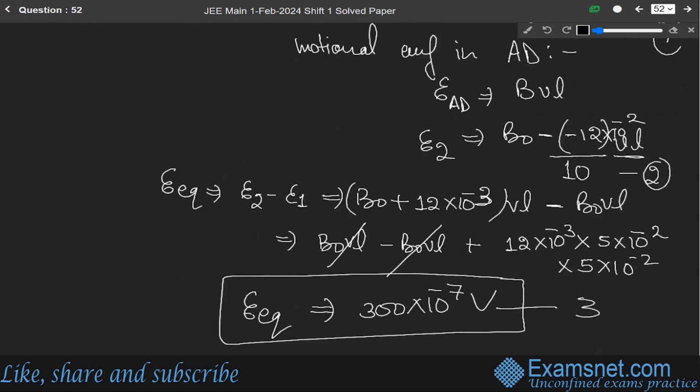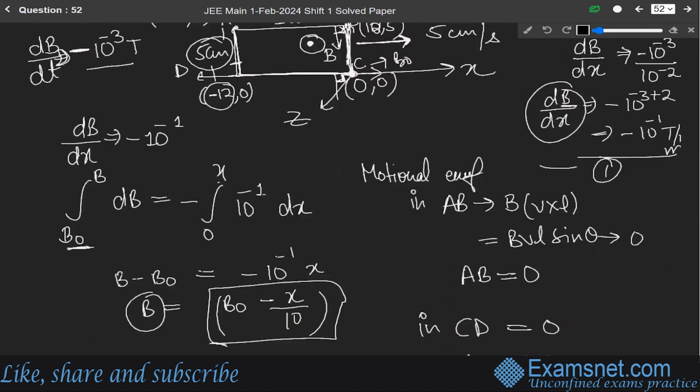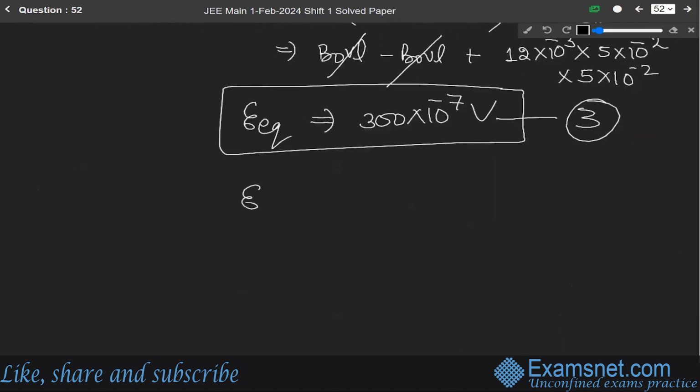Now, let us say this is equation 3. Now in the question, it is given that the field has a gradient, and it is decreasing with time at the rate of 10 to the power minus 3 Tesla. Means we are given del B over del T, and it is decreasing, decreasing means minus sign, so 10 to the power minus 3 Tesla. Also we know that EMF is equals to what? Del phi over del T. Phi is magnetic flux. Phi is equals to B dot A.